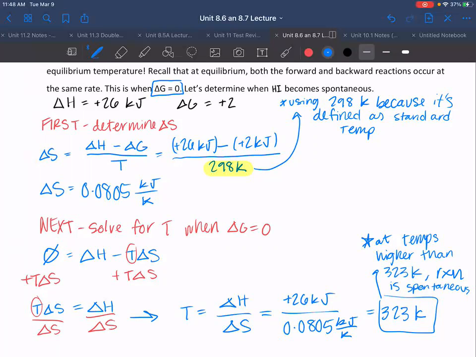All right. Any questions about Gibbs free energy? Sweetness. Okay.